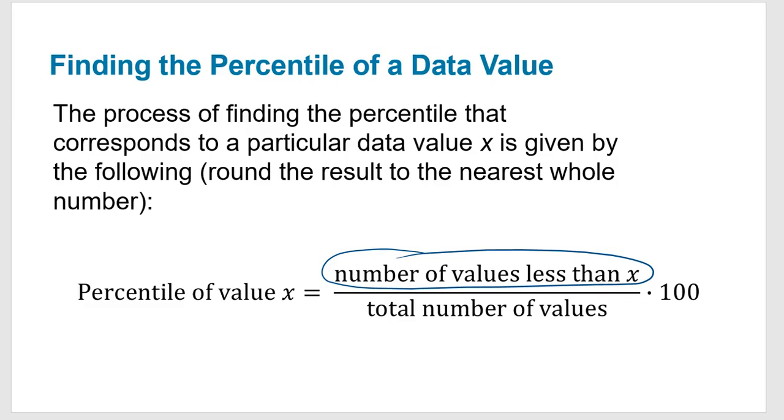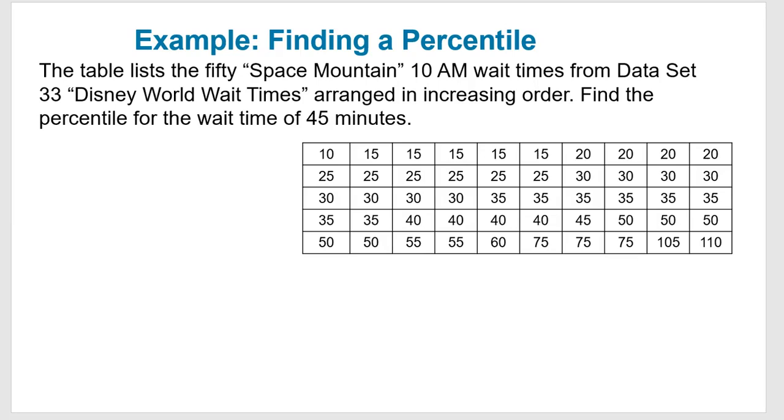All right, so let me give you an example of how you can find a percentile. So let's say we have this data set of the 50 wait times at Space Mountain. So a much larger set than we've worked with in previous examples. Same ride, but much more data this time. Find the percentile for the wait time of 45 minutes. Luckily these data values are all in order and there's 10 per row, which makes it nice. 45 is right here. So here's the data we want.